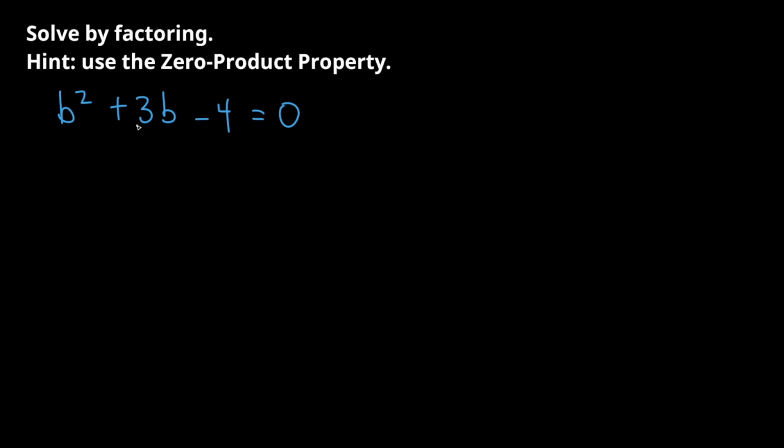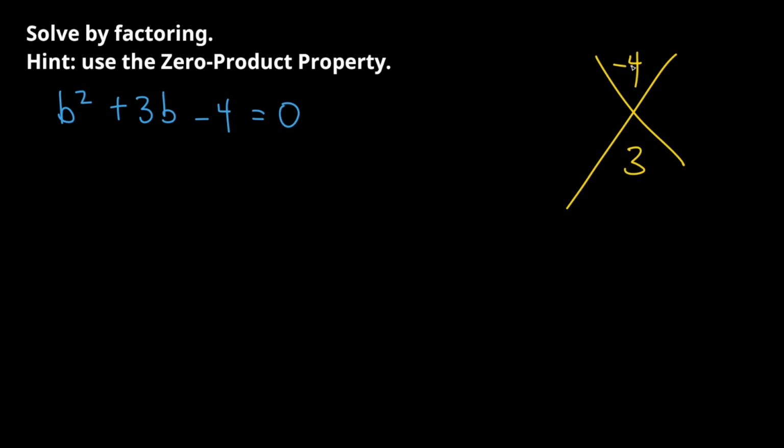We have b squared plus 3b minus 4 equals 0. So for factoring, we want to set up our little factoring x. Factors of negative 4 go up top, that add up to a positive 3.